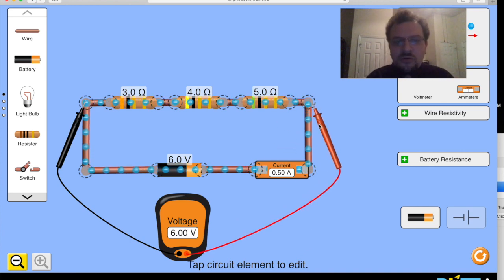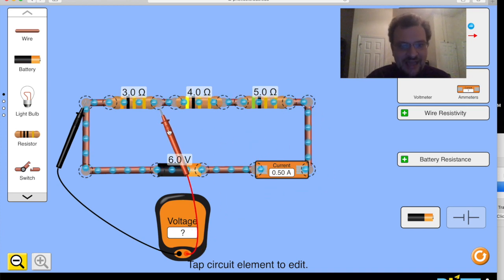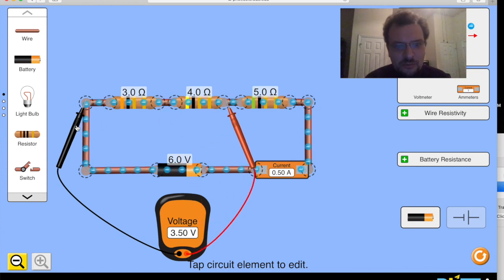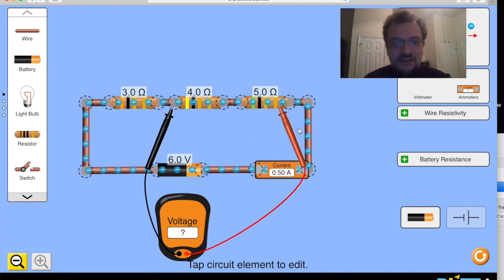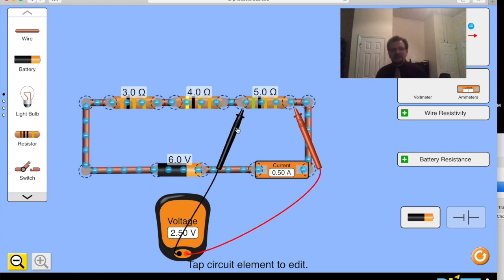Now we can move them to see what the potential difference across the first resistor is, and that's 1.5. And we can move these across resistor number 2, and that's going to be 2 volts. And across resistor number 3, just like what we found on the table, is going to be 2.5 volts.